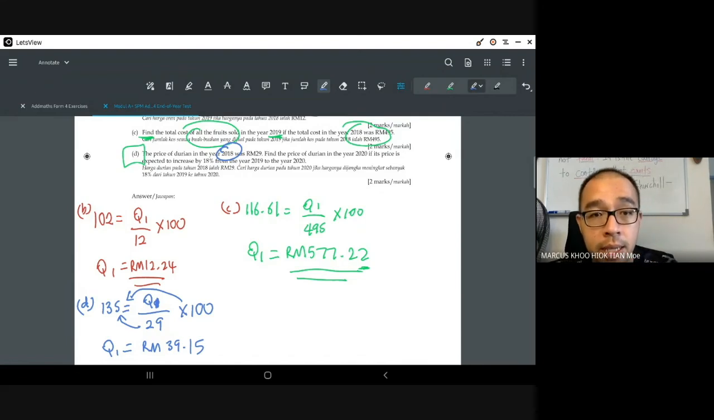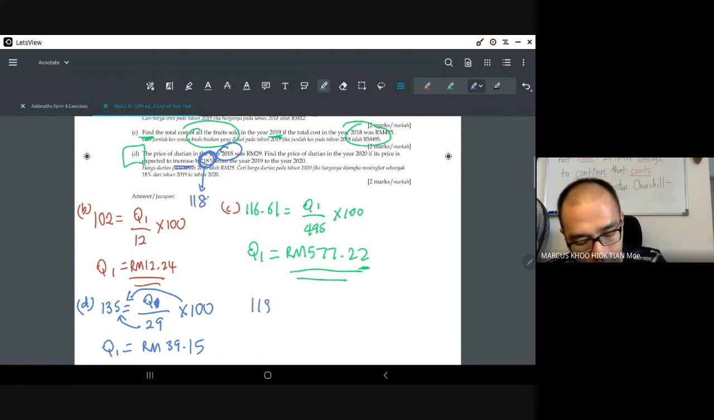Okay, then they say the price is expected to increase 18% from 2019 to 2020. So this 18% means increase to 118. So 118 equals Q1, which is 2020 now. Okay, 2020. I'm going to write 2020, easier. This is 2019. Okay, over 39.15 times 100.